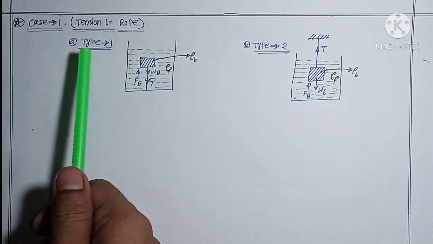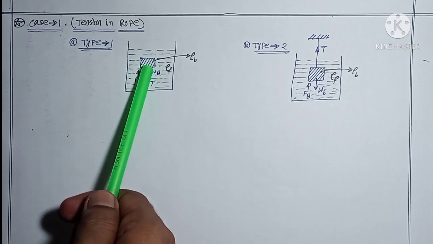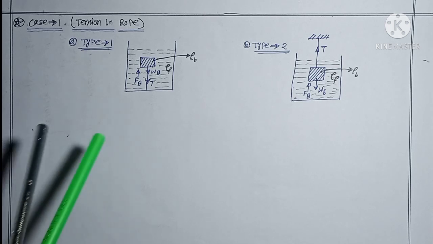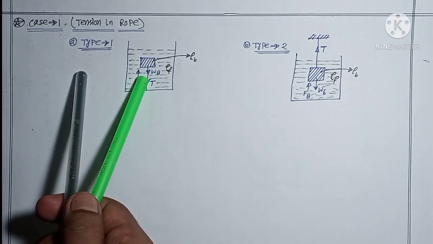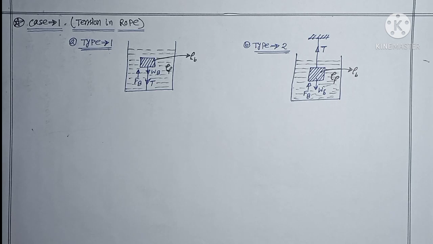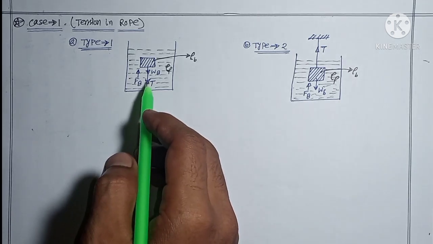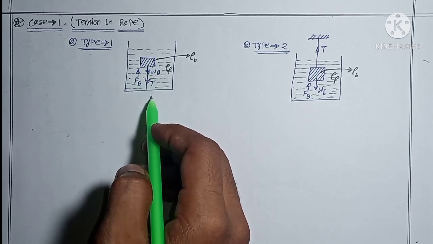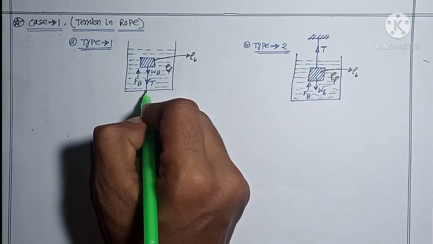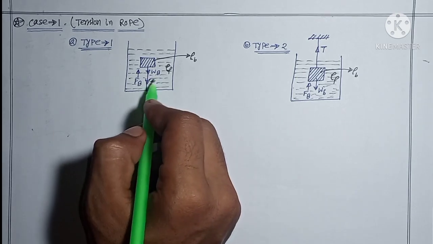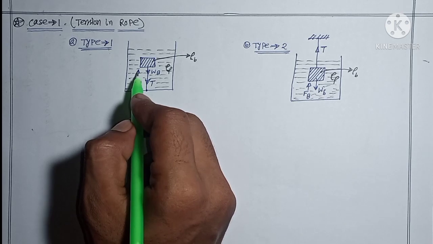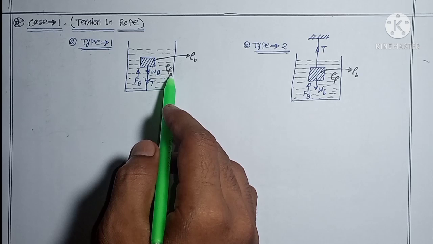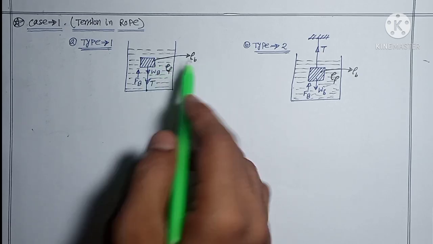In type 1, what basically happens is that the block is totally submerged within the tank, and with the help of a rope it is attached at the bottom of the tank. So what are the forces acting? The weight of the body, W_B, acts in the downward direction, tension also acts in the downward direction, and the buoyancy force offered by the liquid acts in the upward direction. Let us assume the density of the liquid is rho F and the density of the body is rho B.